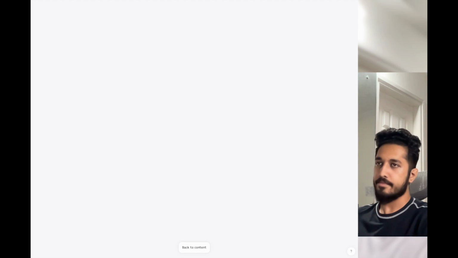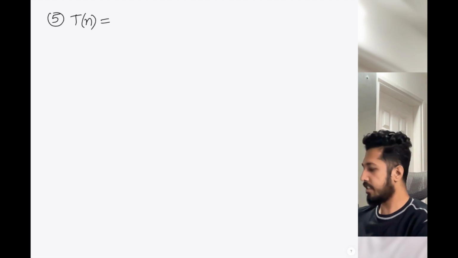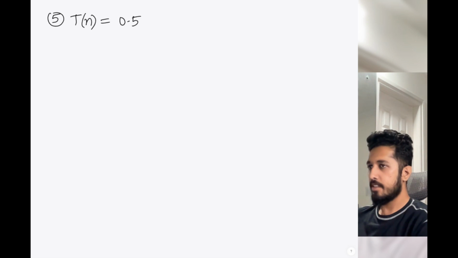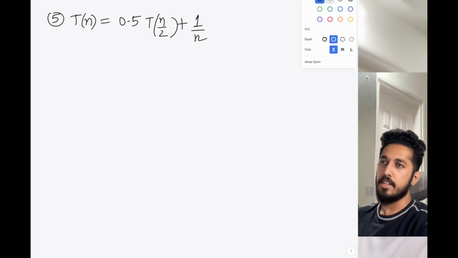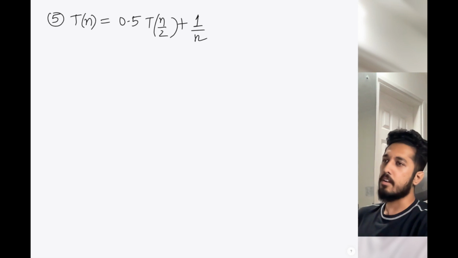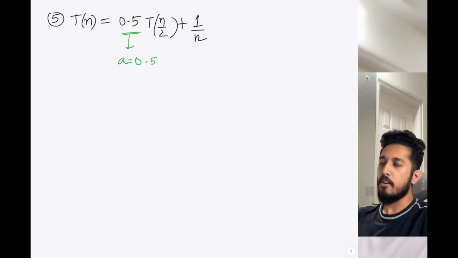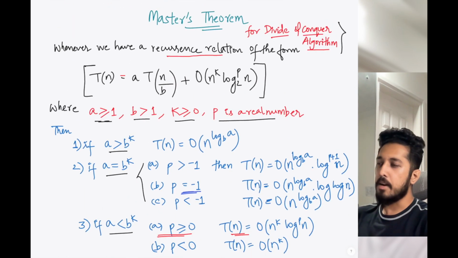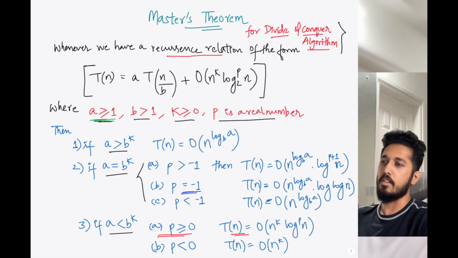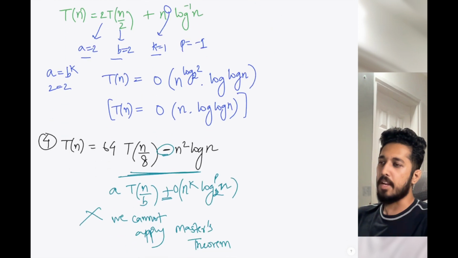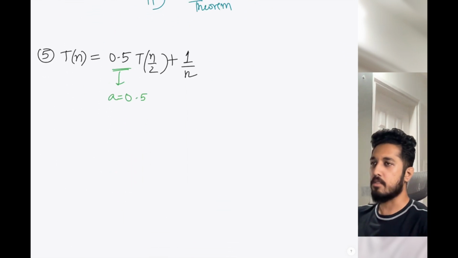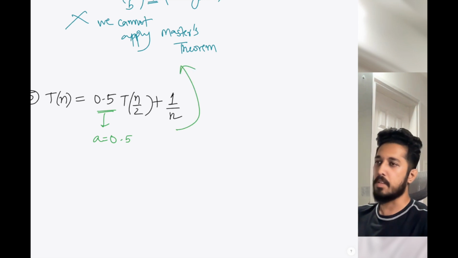Let's take another example. Let's say the given recurrence relation is 0.5 T of n by 2 plus 1 by n. Now if you compare this equation, it might look similar to the recurrence relation which Master's theorem states, but here the value of a is equal to 0.5. The Master's theorem says that a has to be greater than or equal to 1. Therefore, again in this case, we cannot apply Master's theorem. Same as the previous question.